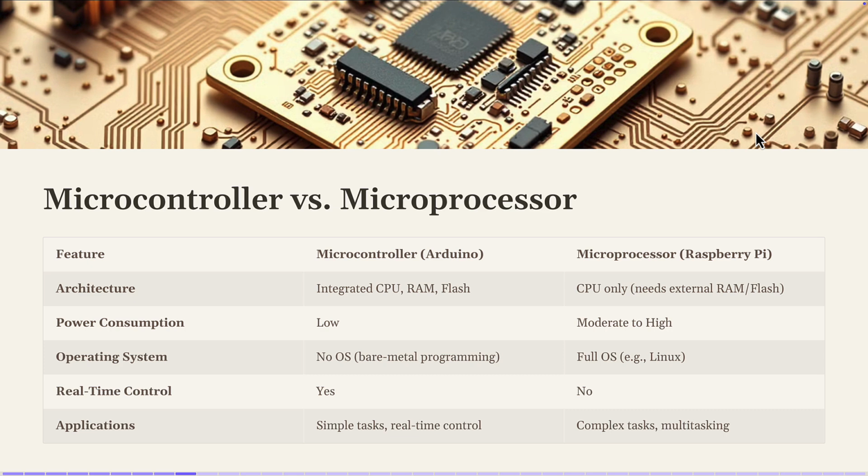Okay, so this is a summary table. Microcontroller architecture-wise, it has everything integrated, CPU plus RAM plus flash, to make the computation faster. But here, the microprocessor has CPU only and needs extra RAM and flash to operate.